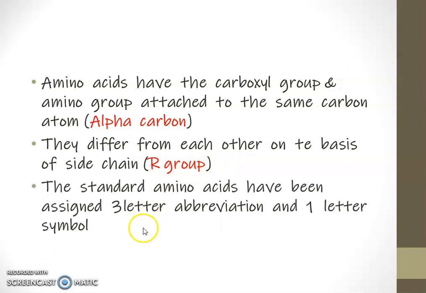The standard amino acids have been assigned 3-letter abbreviation and 1-letter symbol. So there are 20 standard amino acids. They are assigned as 3-letter abbreviation or 1-letter symbol. This 1-letter symbol helps to reduce the size of data files which is used to describe an amino acid sequences. It also helps in easy memorization and understanding.